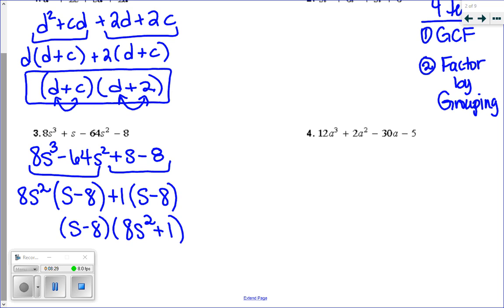Check to make sure there's no GCF, that s minus 8 doesn't have anything in common that you forgot to pull out, that 8s squared plus 1 doesn't have anything in common that you can pull out, and then make sure that neither of those are a difference of squares. And if they're not, then you're good. All right? You can always FOIL it back in to make sure it equals the original, and if so, then we're in business.